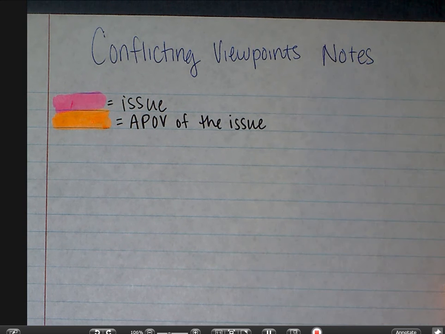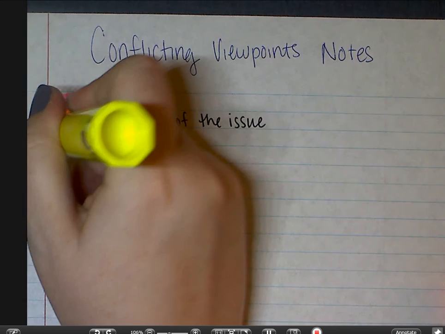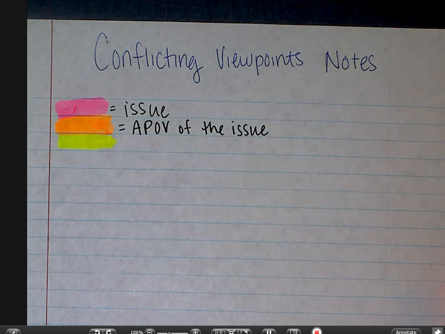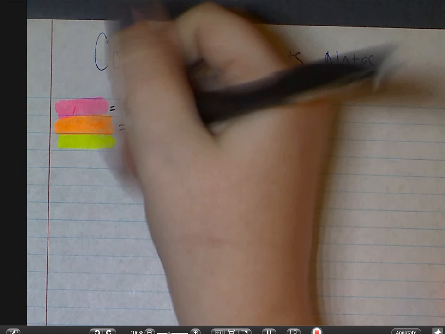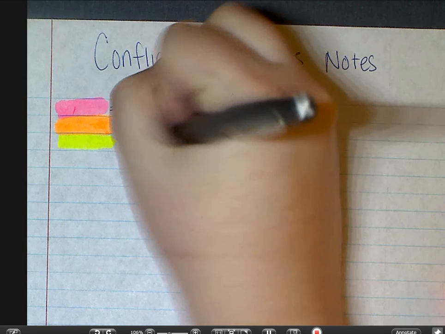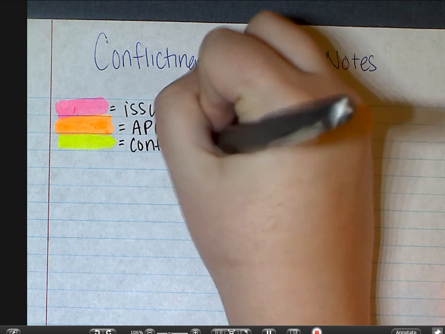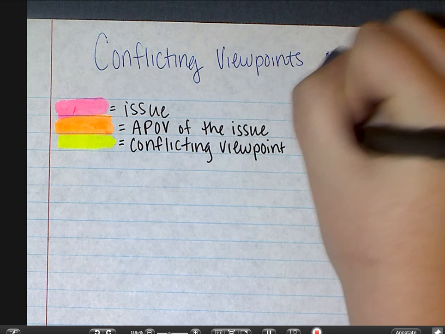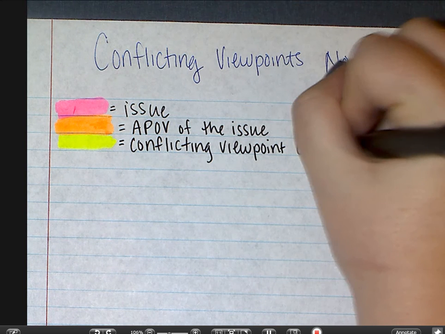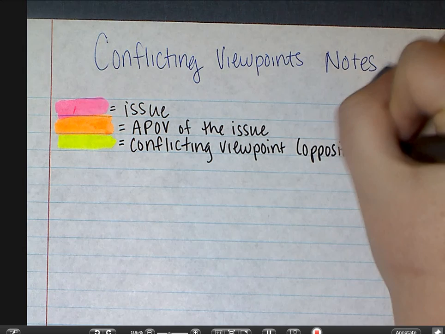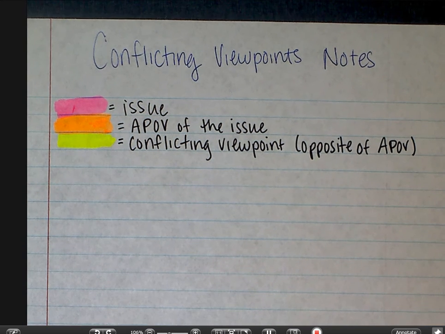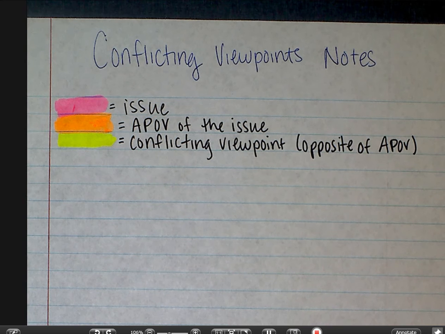Our yellow is the conflicting viewpoint. Which is the opposite of our author's point of view. So it's going to be the opposite of whatever the author believes.